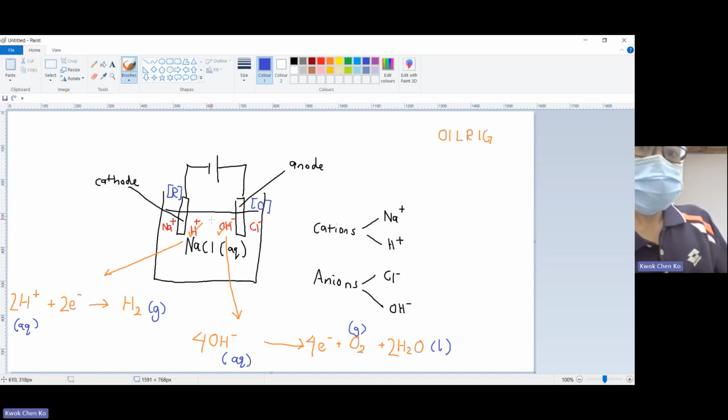And where would you see effervescence on both sides? I hope you realize that. So can you write down your observations? You will see effervescence on both sides now. Please write down yourself because it can be a question. What will you observe?